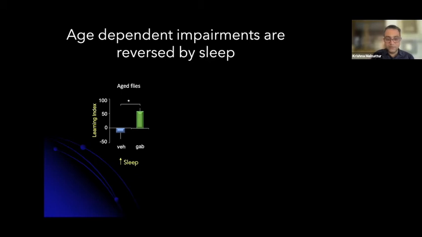And what was really exciting was we could take these aged flies that are learning impaired and then improve their sleep. So you enhance their sleep, they sleep more, they sleep deeper, a couple of days, and they're able to restore learning, right? So that's pretty exciting.